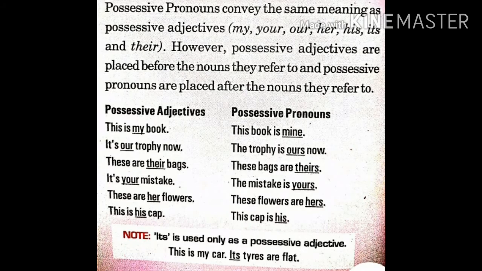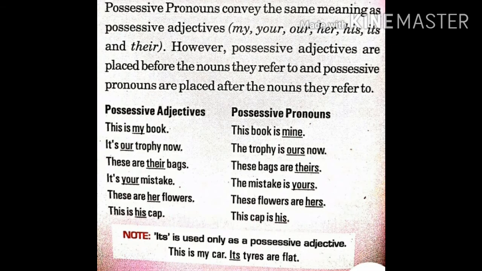But children, don't get confused between possessive pronouns and possessive adjectives. Possessive adjectives are used before the nouns they refer to. Like, this is my book. In this sentence, book is the noun and my is used before the noun book. So, my is a possessive adjective. But possessive pronouns are used after the nouns they refer to. For example, this book is mine. Here, the noun is book and mine is a possessive pronoun which is used after the noun book.